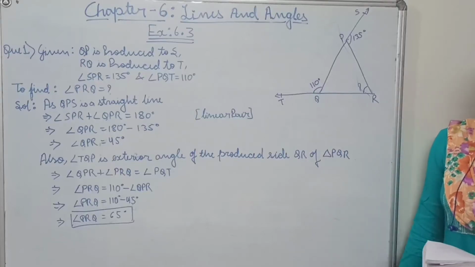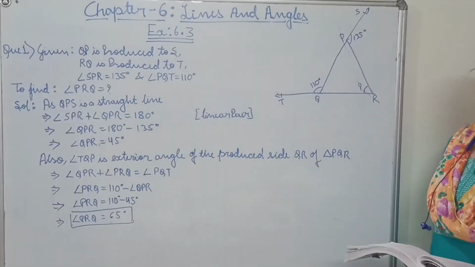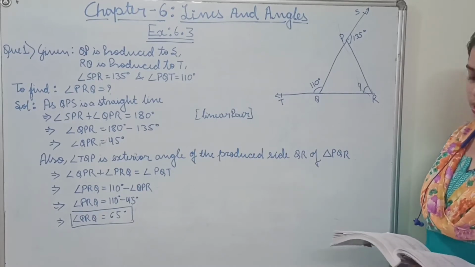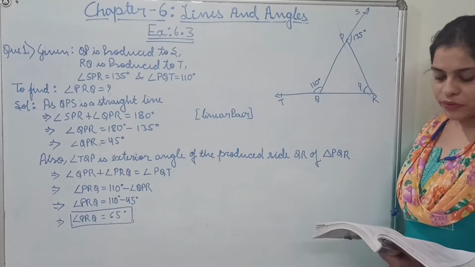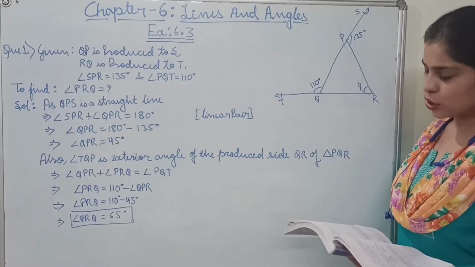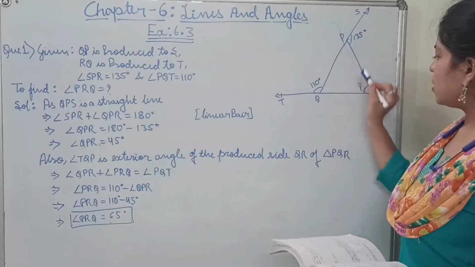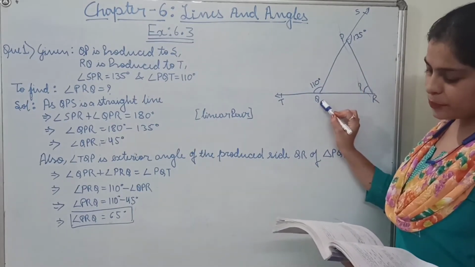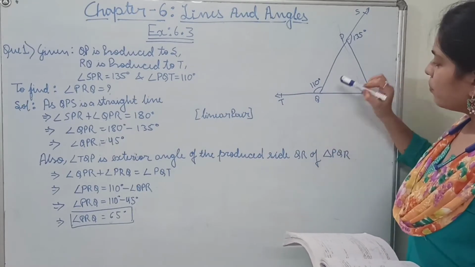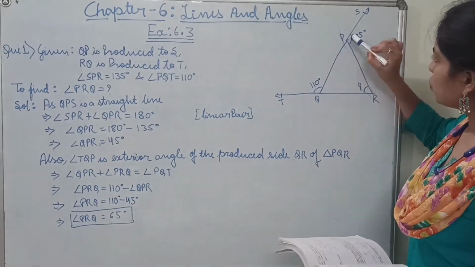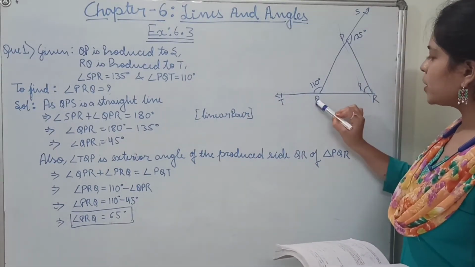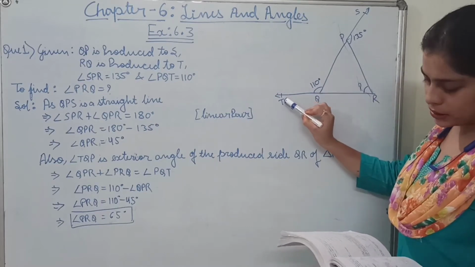In this video we will solve question number 1 of exercise 6.3. Listen and understand what the question is. Question number 1. In figure 6.39, sides QP and RQ are produced to the points S and T respectively. Means side QP is produced to point S and side RQ is produced till point T.